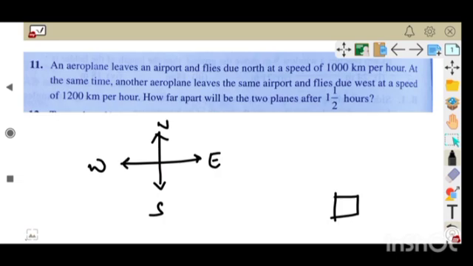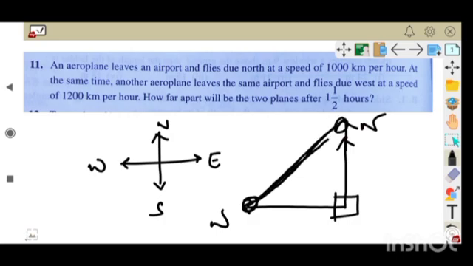The question is talking about two aeroplanes. One flies towards the north direction, and another flies to the west. Okay, so in this direction, one moved to the north, one moved to the west. After 1.5 hours, what will be the distance between this aeroplane and this aeroplane? That means we have to find this distance.